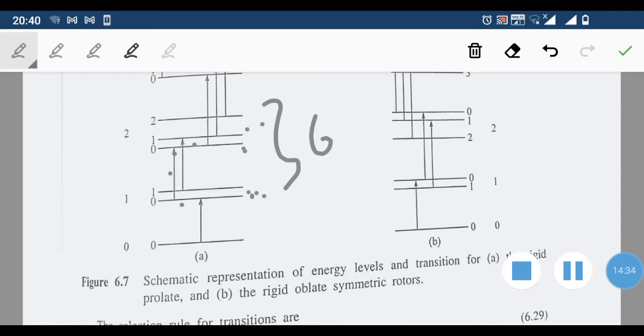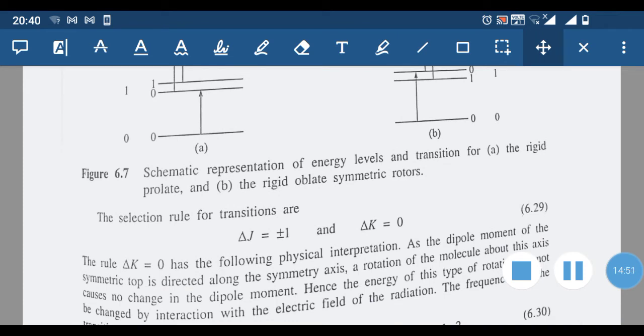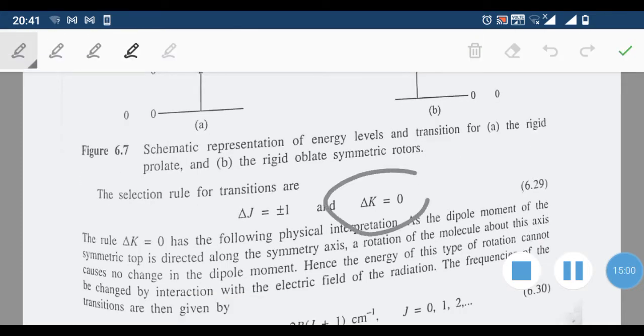0 to 1 can have a line, 0 to 2 can have a line, then 1 to 0, 1 to 1, 1 to 2, etc. can produce different spectral lines, but we cannot see such 6 spectral lines, and that is limited by the selection rule. And the selection rule, you can see, is delta J equal to plus or minus 1 and delta K equal to 0. That is, for a pure rotational transition there should not be any change in the K value, but there should be a change in the J value.